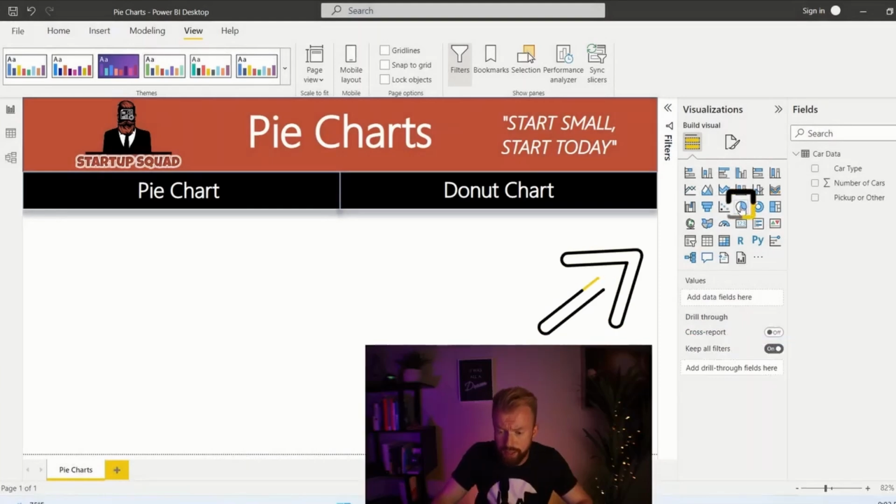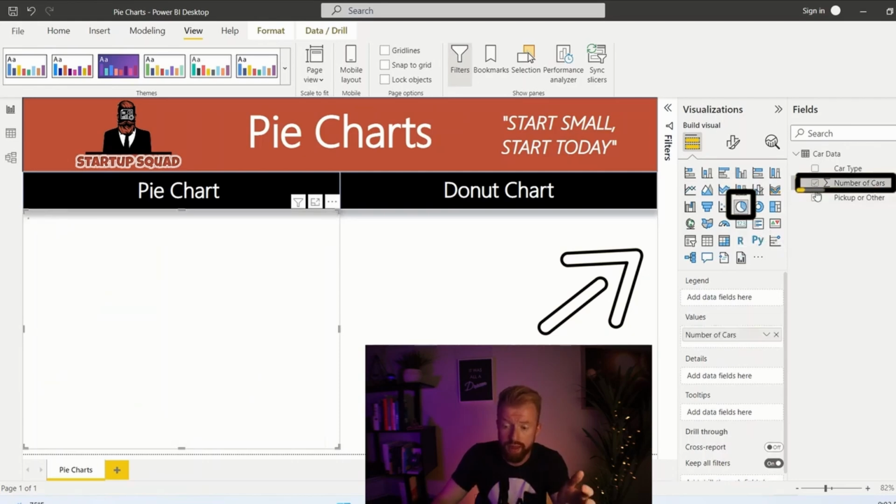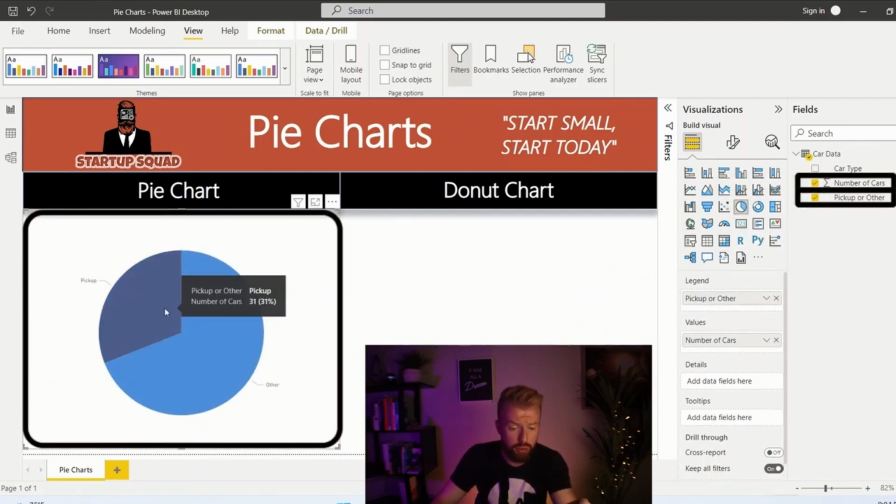First, go to the visualization pane and click the pie chart. Then on the right side, we're gonna wanna click number of cars and pickup or other. And just like that, you can easily see pickup trucks is 31% of the total. But I don't wanna really hover over pickup trucks to see that it's 31%.